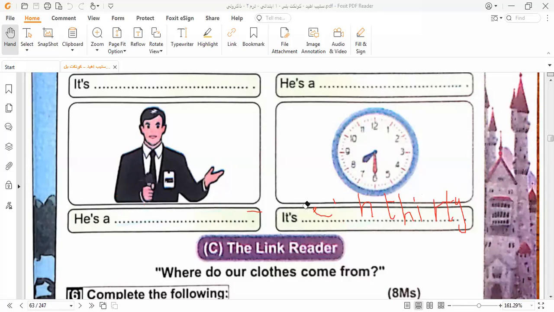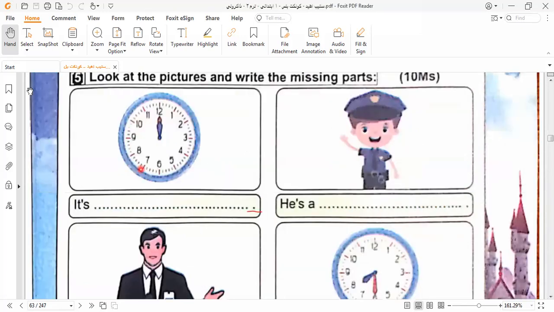I will answer with the pictures below. It's what? It's 12 o'clock. And there is a police officer.